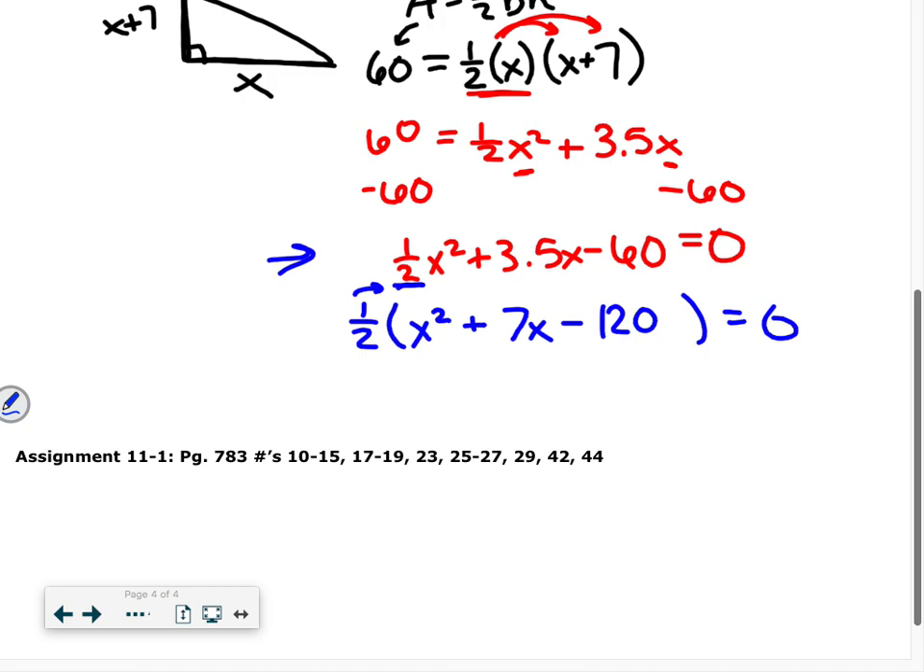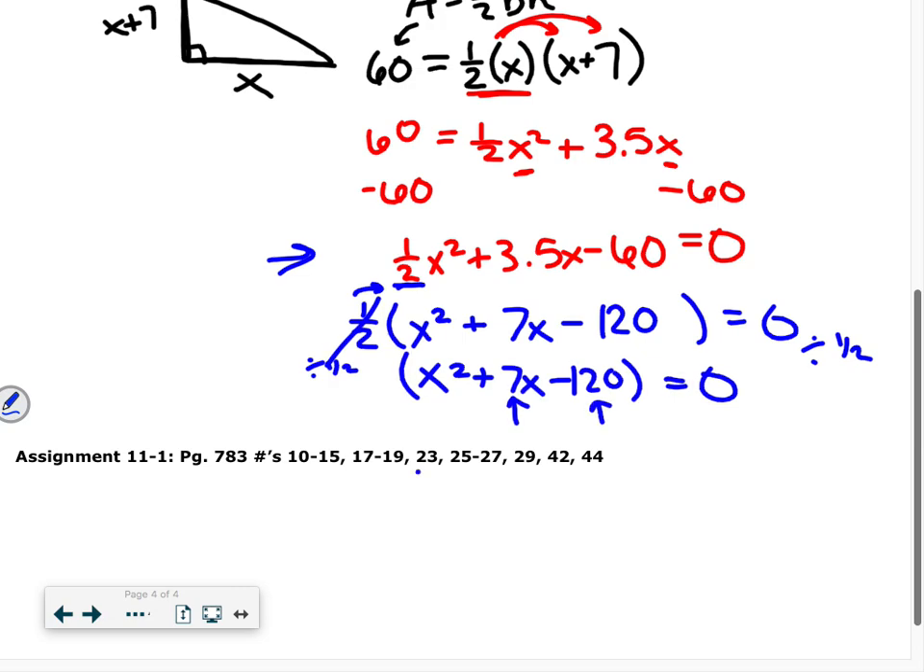So if we divide each side by 1/2, the 1/2 really essentially goes away. So what we're doing now is we're trying to factor this. Now it might take some time, some trial and error. 2 numbers that add up to 7 and multiply to be a negative 120. And if you go through that, let's try to find some factors. We should get x plus 15 and x minus 8. So our solutions would be negative 15, and then positive 8.